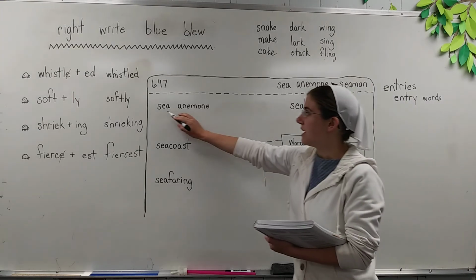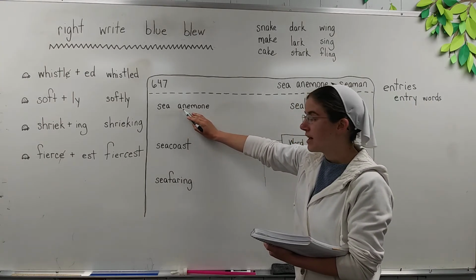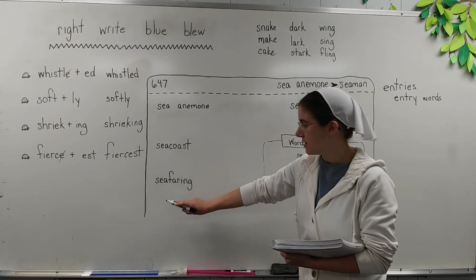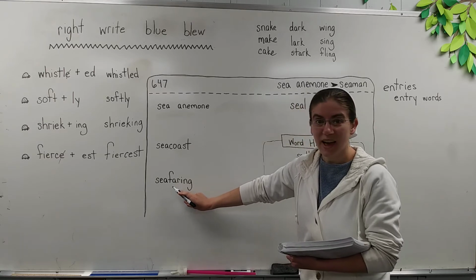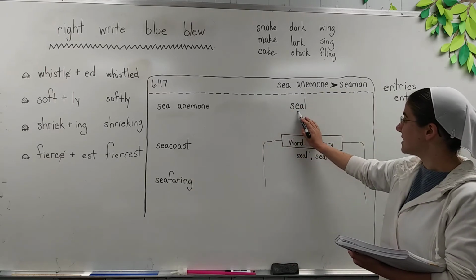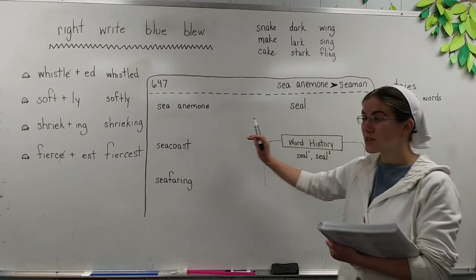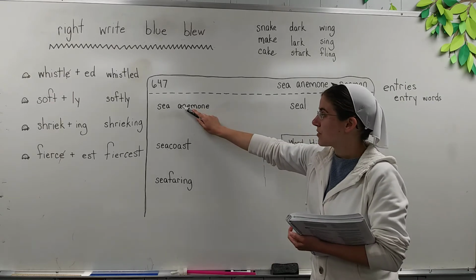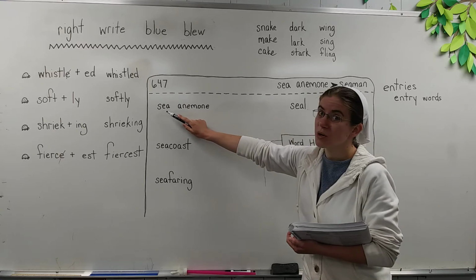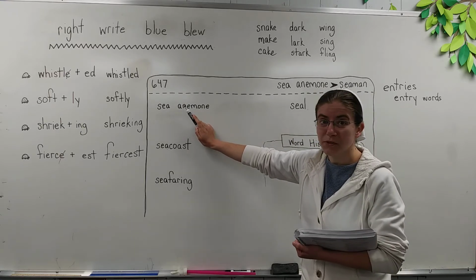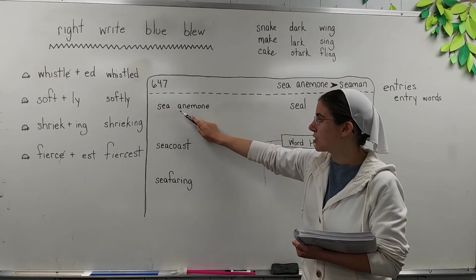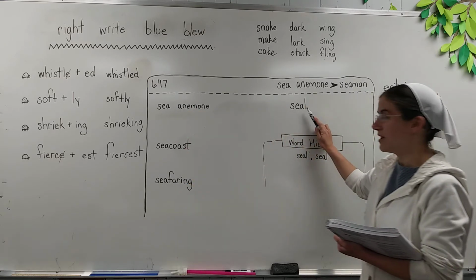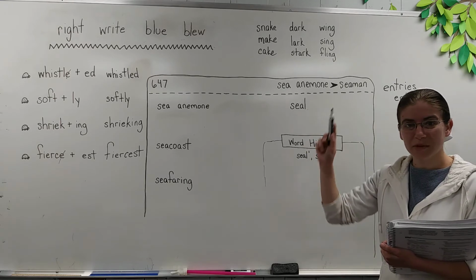So we have S-E-A-A, S-E-A-C, S-E-A-F, S-E-A-L. See how the fourth letter, we had to go by the fourth letter. The first three letters are all the same, so we have to look at the fourth letter. And those are all in alphabetical order. A, C, F, L. See, they're all in ABC order.